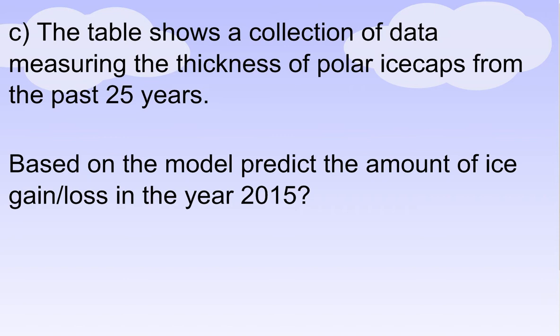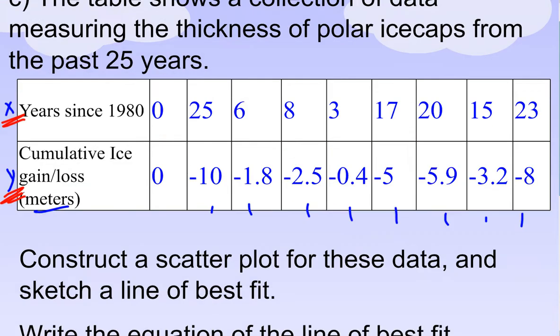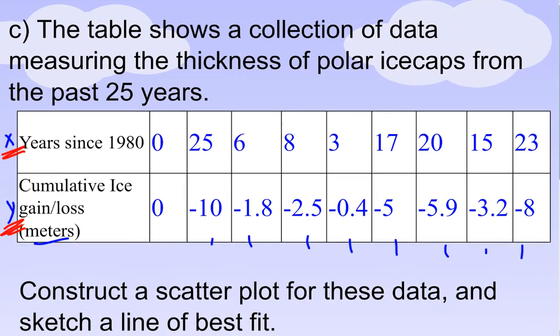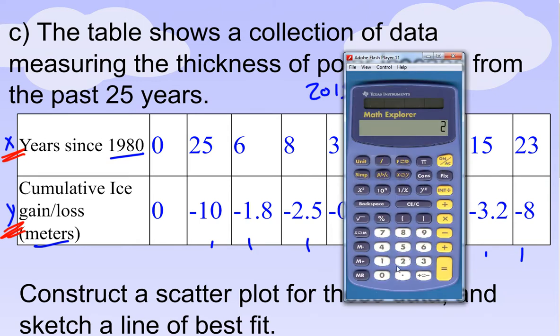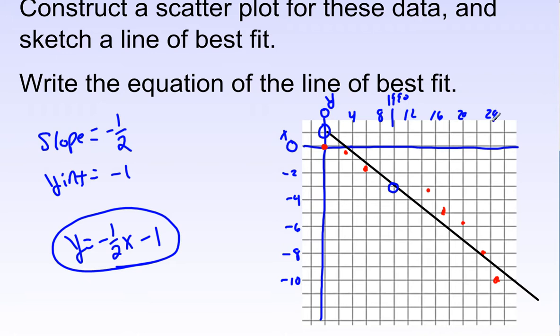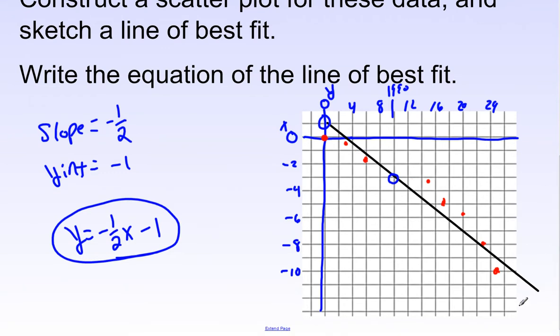Based on the model, predict the amount of ice gain or loss in the year 2015. So 2015, how many years since 1980 is that? Let's see. 2015 minus 1980 is 35 years. Do I have 35 years on here? I don't. This goes up to 24, 26, so I need to go way out here somewhere. Our graph, our data is not going to help us here because I need 35 years.